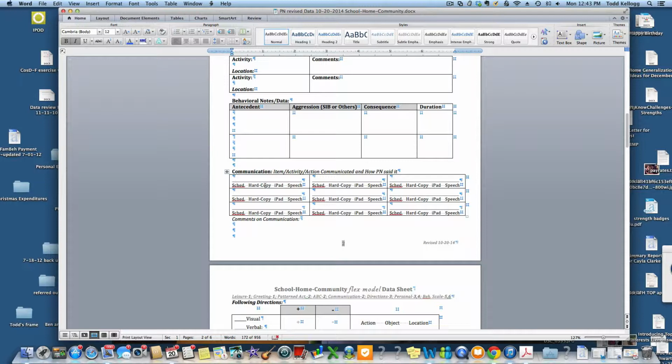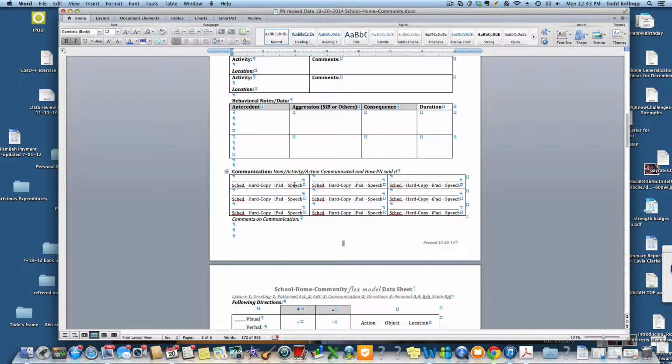and he took the picture and pointed to it, so it's not on a schedule, it's just a hard copy that was around or in close proximity, or maybe we left it out for him and he indicated by tapping it, then we would circle that. If he communicated something on his iPad, then we would circle that. And if he had some kind of speech approximation, we would circle that.